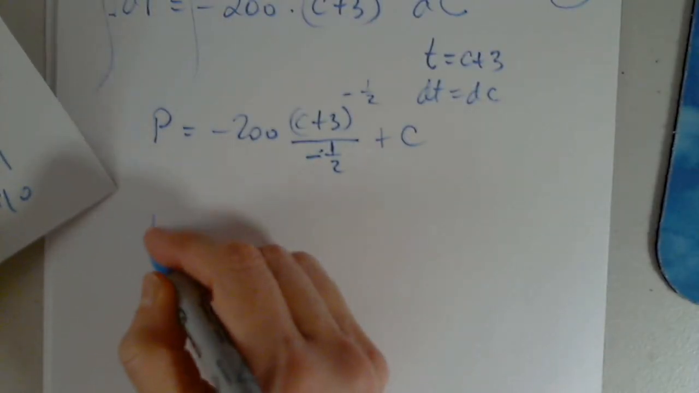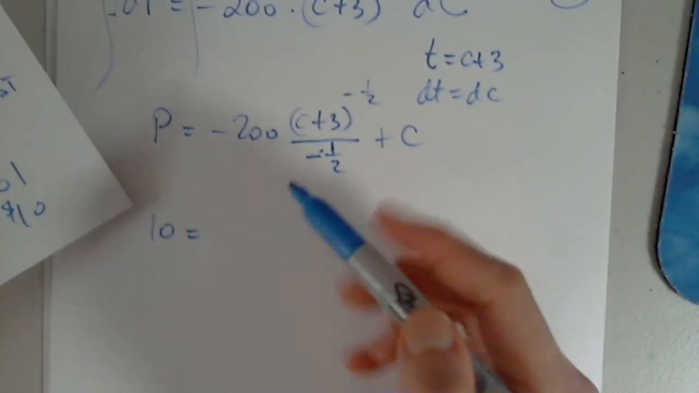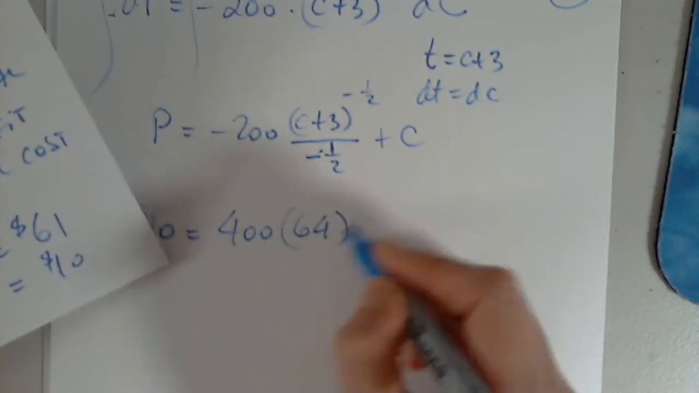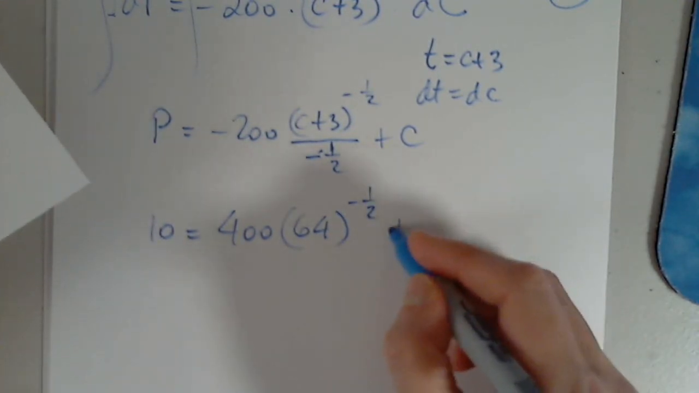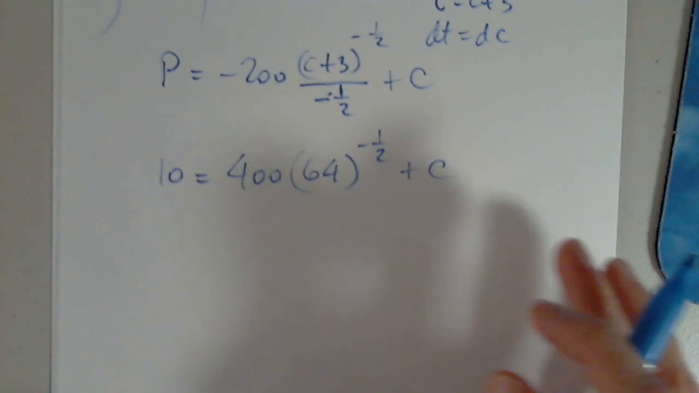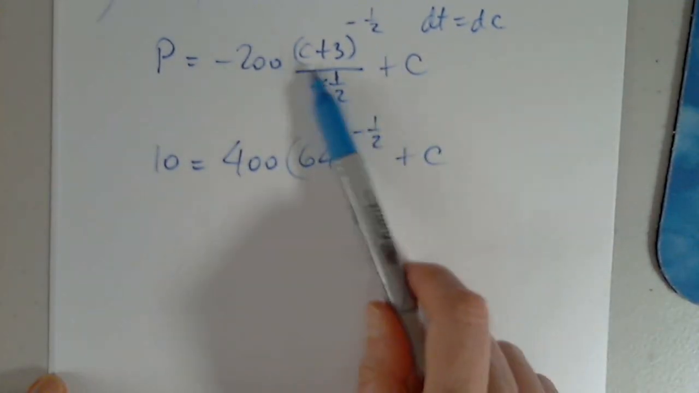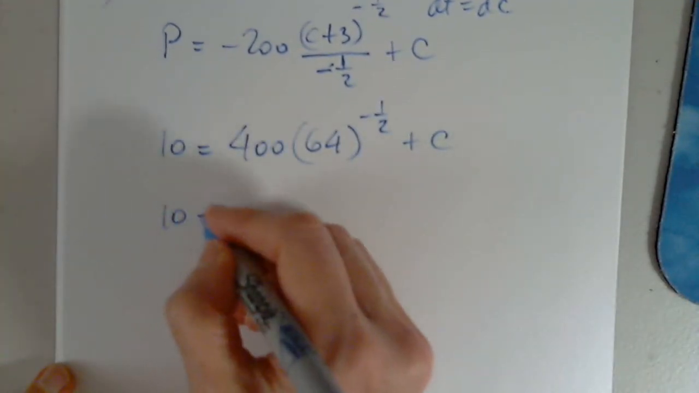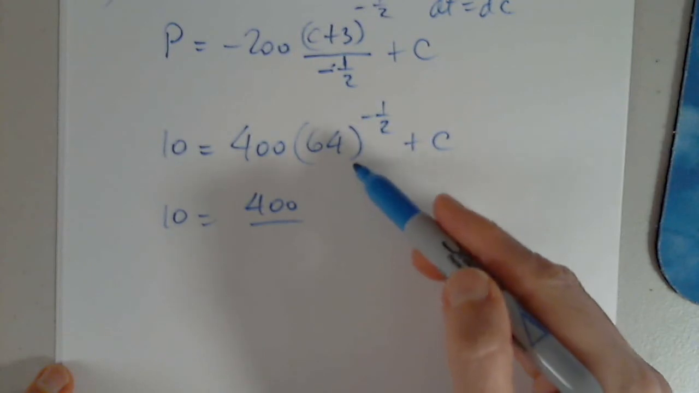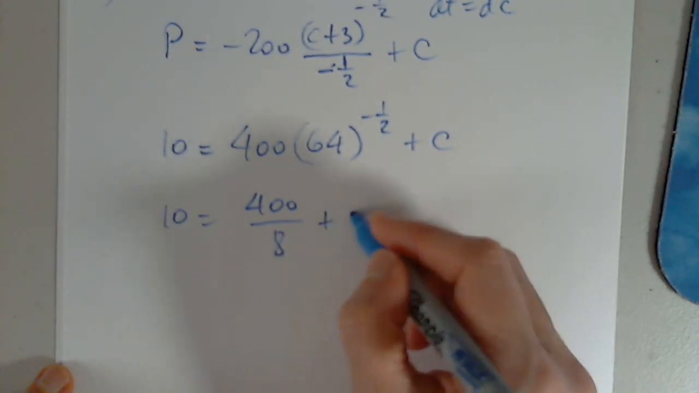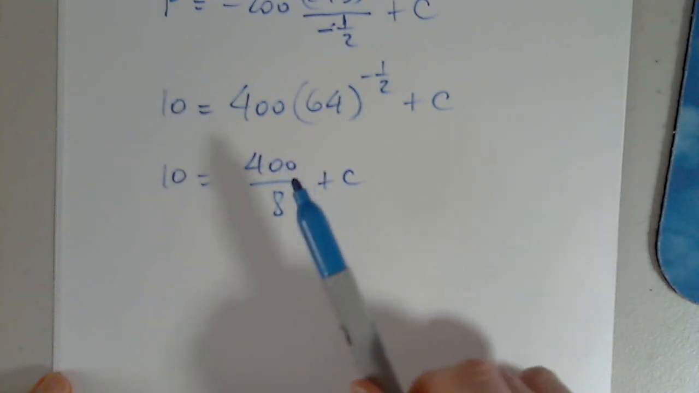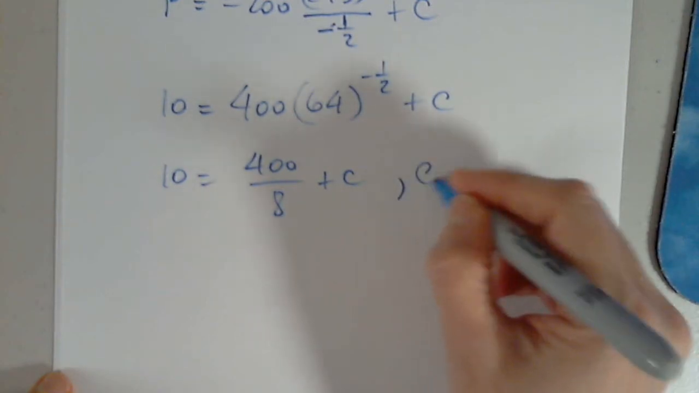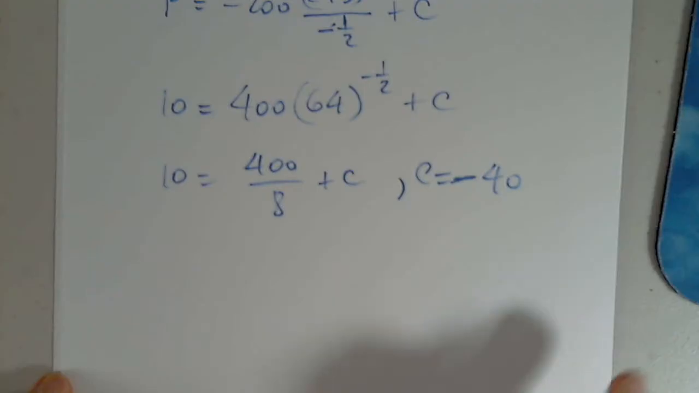So p is 10. I will flip this, so I get 400. And when c is 61, I have 64 raised to negative 1/2 plus the constant c, so I can find c. So that was 10, 61 plus 3 is 64. I do have negative 1/2. So this is 10 equals 400 over the square root of 64, which is 8. So this is 50 minus 10. So then c equals negative 40.